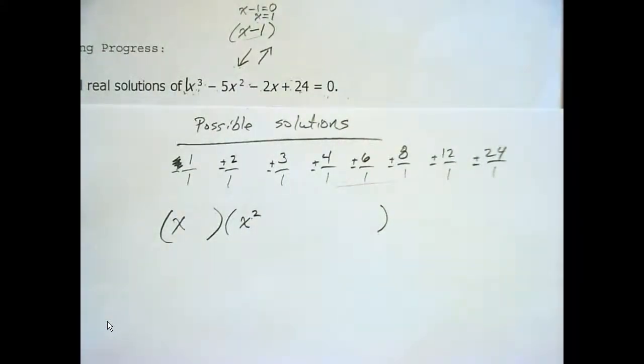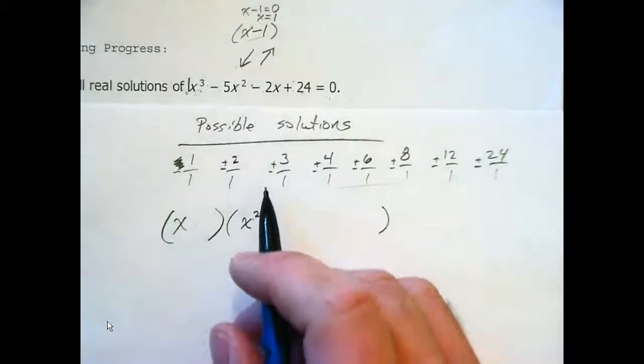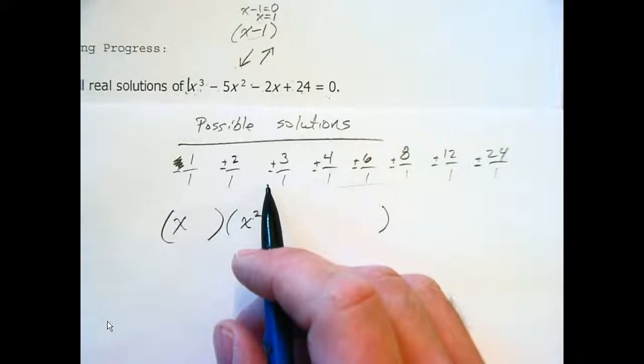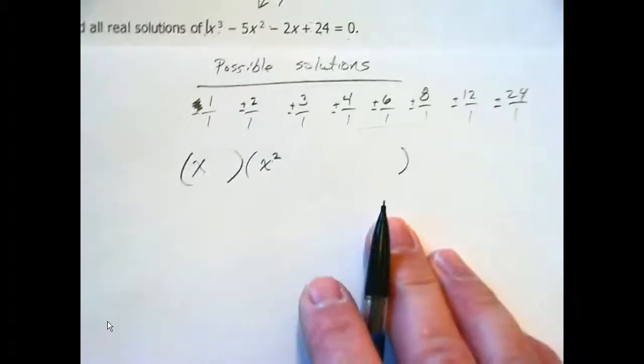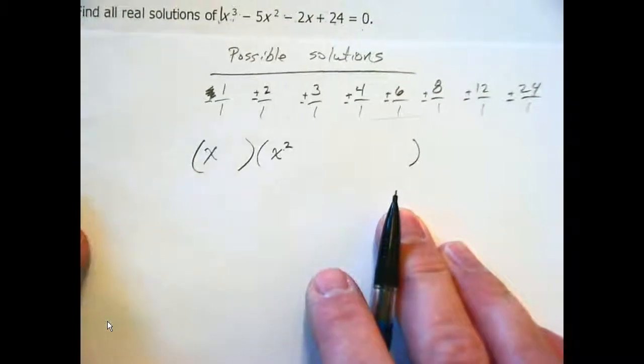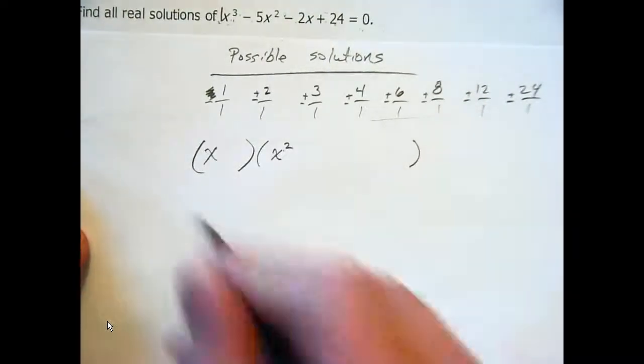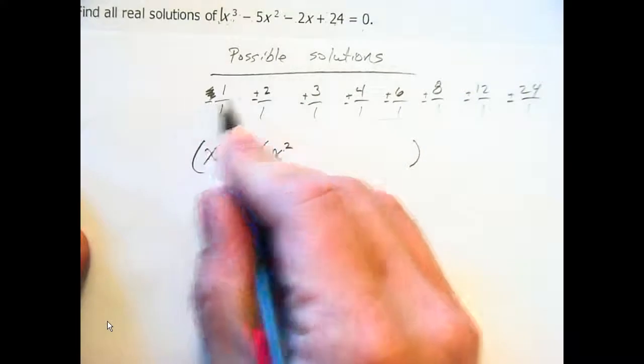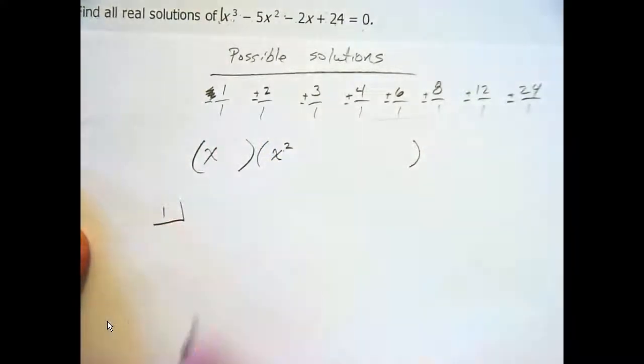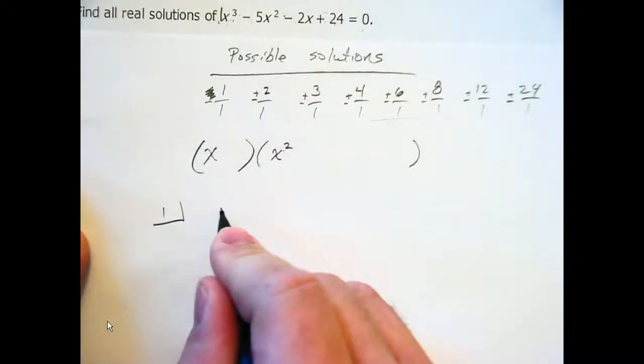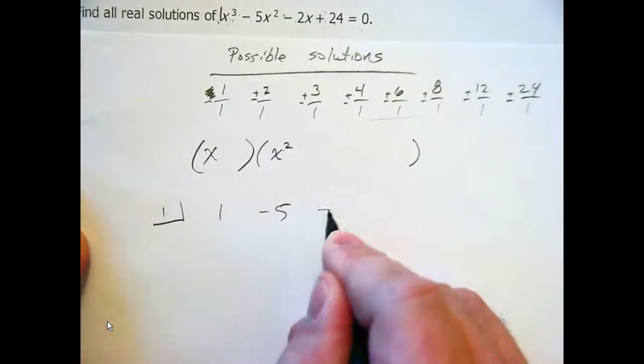Okay? Now, from here on out, when I test them, I'm going to test using synthetic division. For those of you like, you've got to be kidding, I hate synthetic division, well, at least I didn't say you have to test using polynomial long division. So, synthetic division, I try negative 1. I just crank it in real quick. Negative 1, I have 1, negative 5, negative 2, 24.